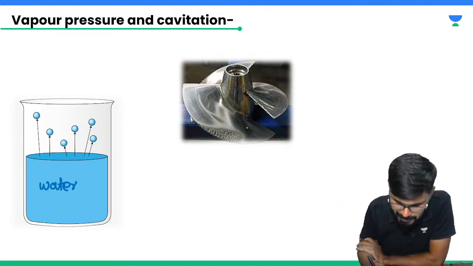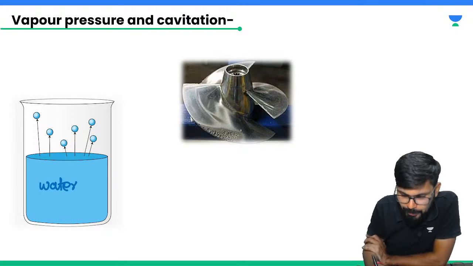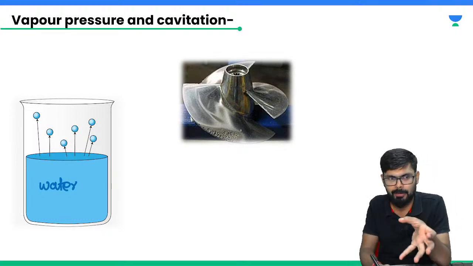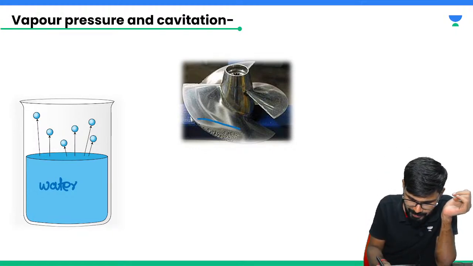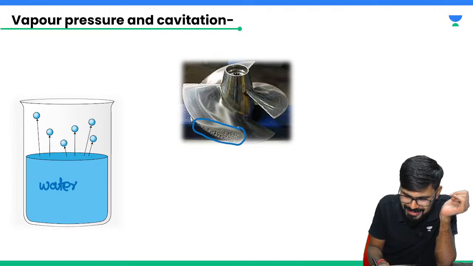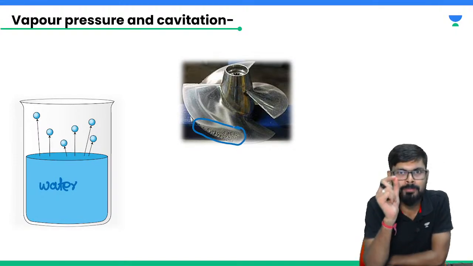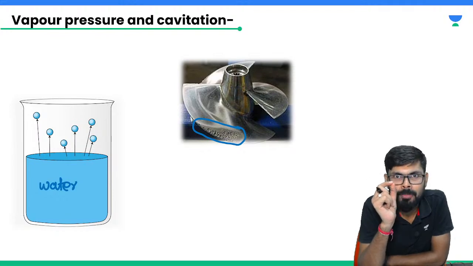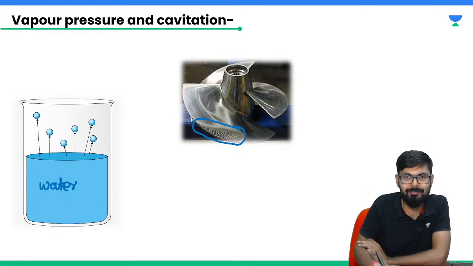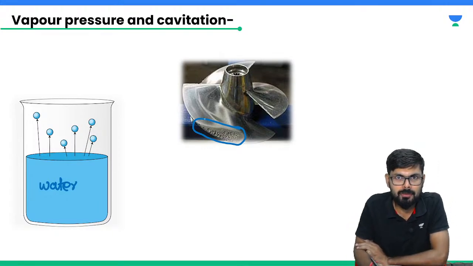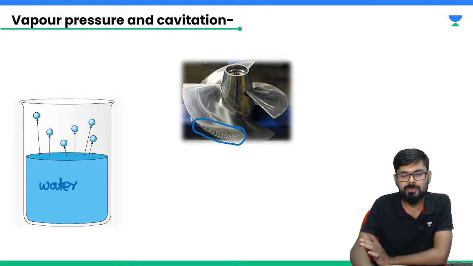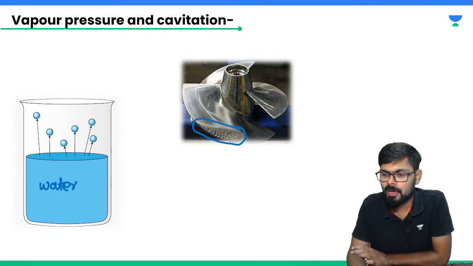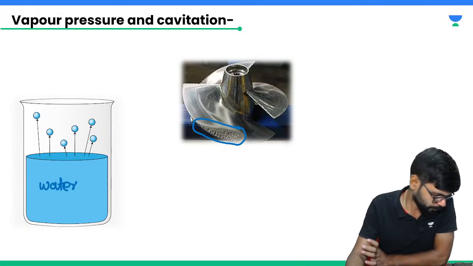In the second diagram you can see that this is a blade of either a compressor or turbine. Then this part here you can see it is damaged. Some cavities are formed. This phenomenon is called cavitation. And it is because of what? Vapor pressure. It is actually because of vapor pressure. You will get to know.